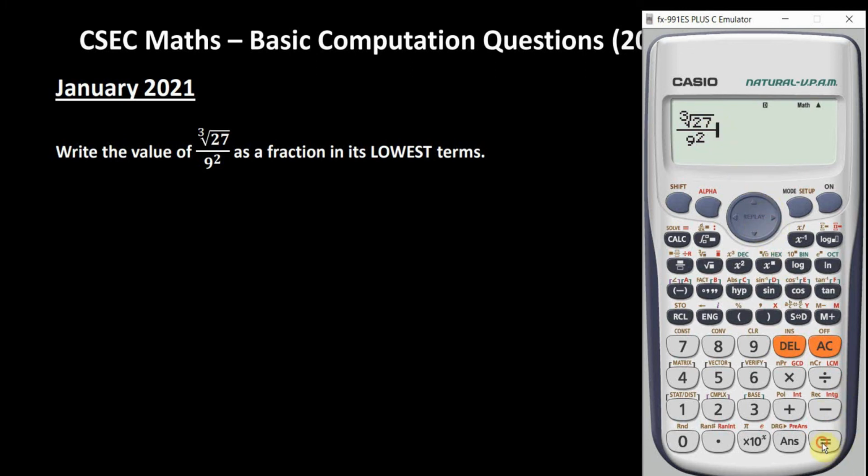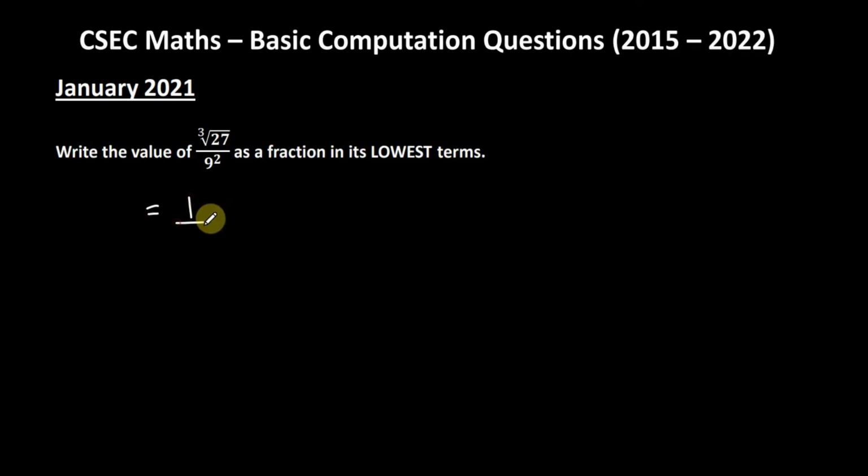We can go ahead and press our equal sign, and this actually gives us the answer in its simplest form, the lowest term right away, right? So the answer right here is 1 divided by 27. Right, there we go.